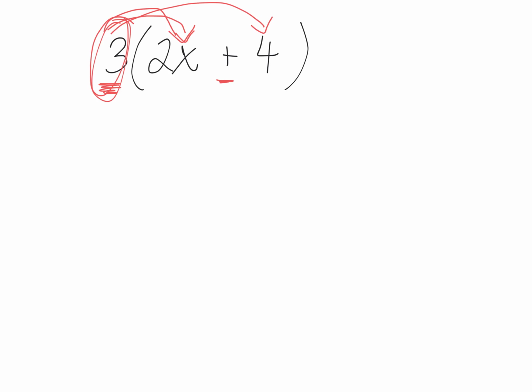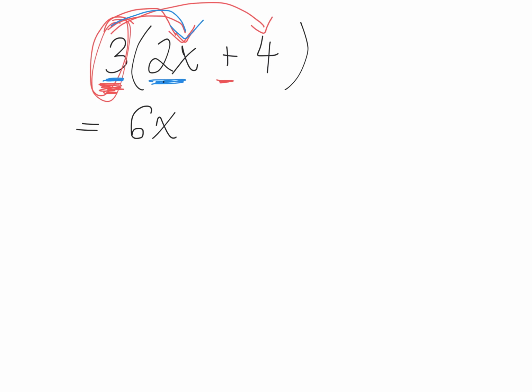We have 2 x's, and I'm multiplying that by 3. 3 times 2 x's will give me, well, what's 3 times 2? 6 x's. Okay, so that's the first part of this expression.